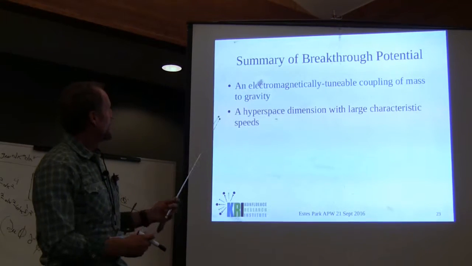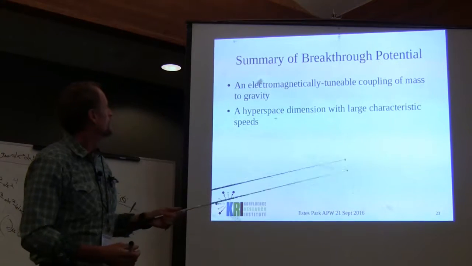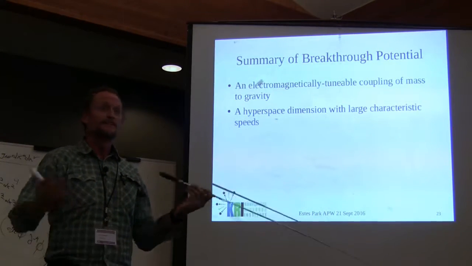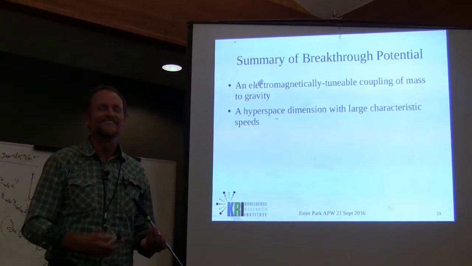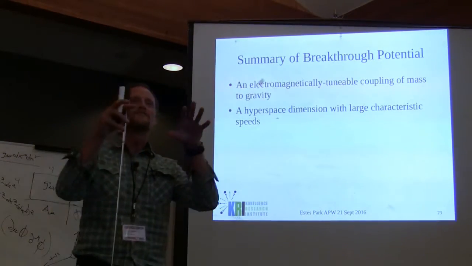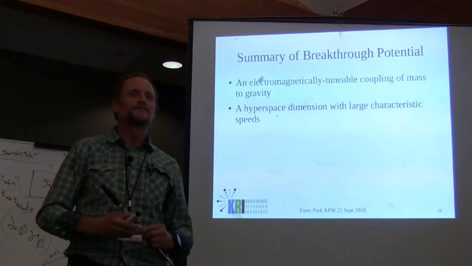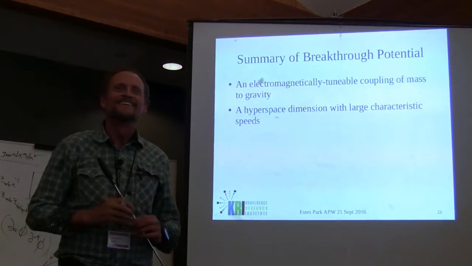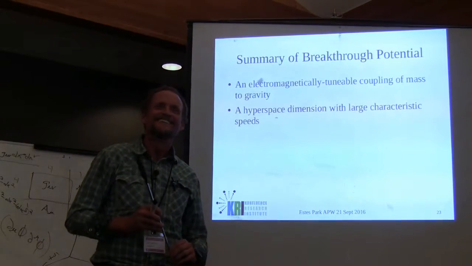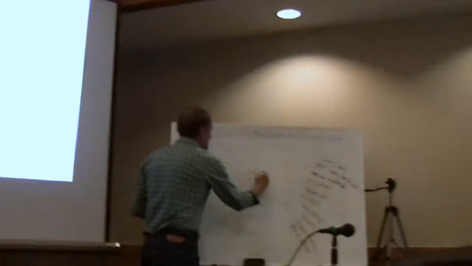Next slide. A hyperspace dimension with very large characteristic speeds, like c squared. Well, it's 10 to the 20 c. 10 to the 20. What about using that for an electron? Yeah, maybe if we build a spaceship, it's not 10 to the 20. It's something else. So what about using this for communication? I never thought about that. I don't know. It's worth writing down. I'll write this one. Communication. I never thought about that.